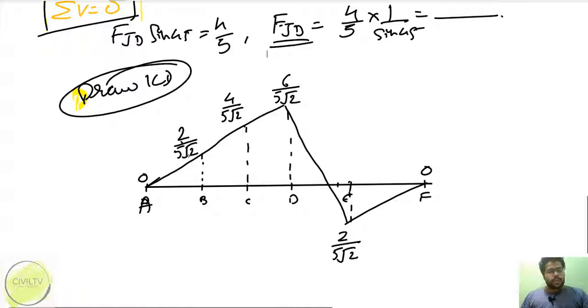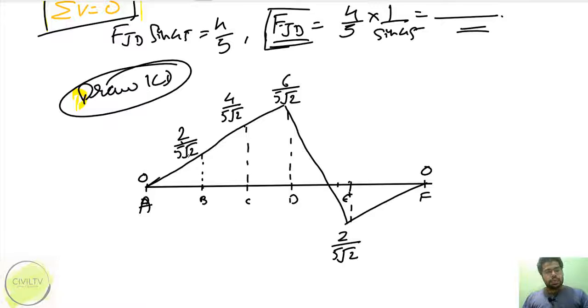When I applied a unit load at joint B, I got the value of FGD as this one. In the beginning I said what I have to do: apply a unit load at every joint, and then check how much force came on my diagonal member, FGD. So that's what I did. First I applied a unit load at joint A, there was no force on the member FGD. Then I applied a unit load at joint B, there was a load of 2 upon 5 root 2 kilonewton.